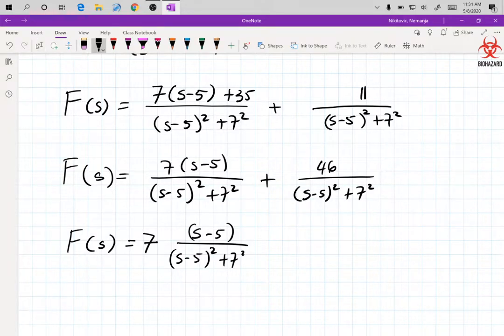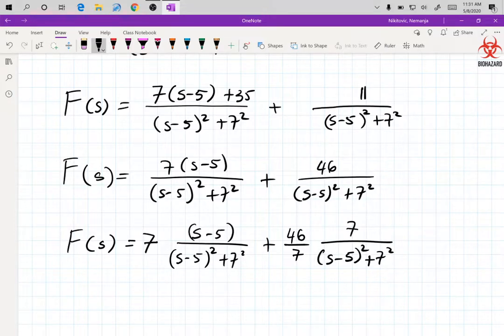That's just the cosine, this one, right? And it's e to the 5t times cosine. So that's a basic one. Now plus, and this is where I go 46 over 7, and then 7 over (s minus 5) squared plus 7 squared. So for cosine, you want to have s. For sine, you want to have k. And that is given on the chart if you take a look at the front of your book.